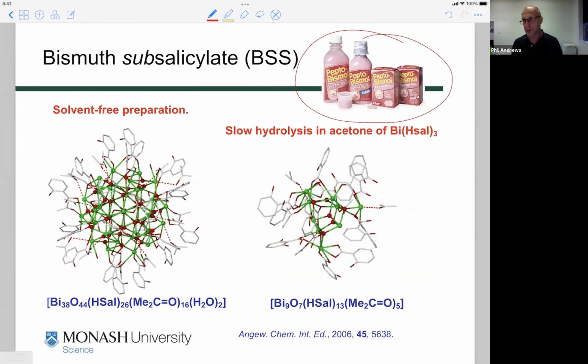And we looked at the structure of this back in 2006, and we showed that these were big bismuth oxide type structures contained within that. But there aren't very many heavy metals you would go into a corner store and buy a bottle of and just drink it to treat your gastrointestinal problem. So there's something specific about bismuth.